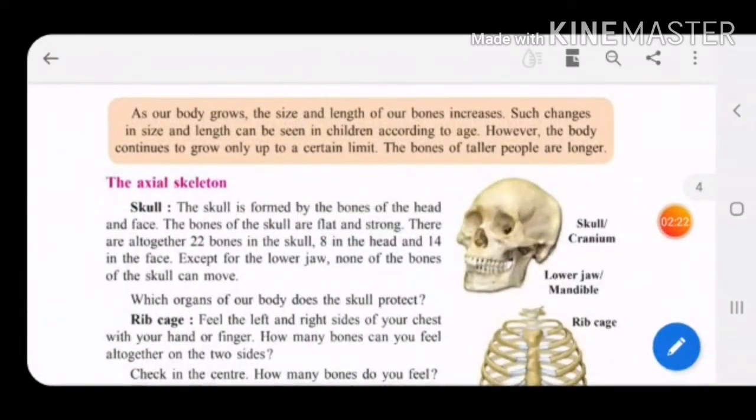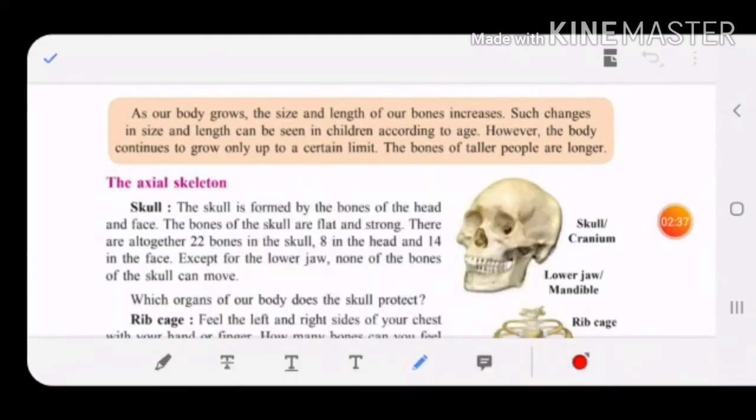As our body grows, the size and length of our bones increases. Yes or no children? In a small baby the bones are very small. As the body of the baby grows, the size and length of the bones also increases. Such changes in size and length can be seen in children according to age. As the baby grows till adult age, the bones keep growing. However, the body continues to grow only up to a certain limit. The bones of taller people are longer. Children, remember this: those whose height is very tall, their bones are also longer.